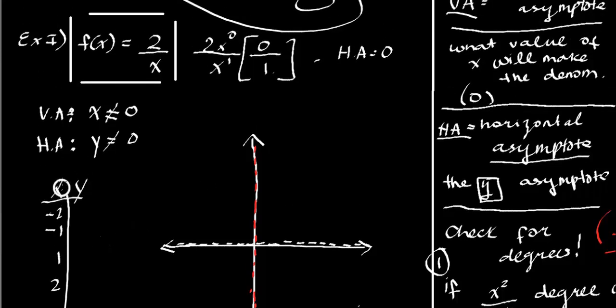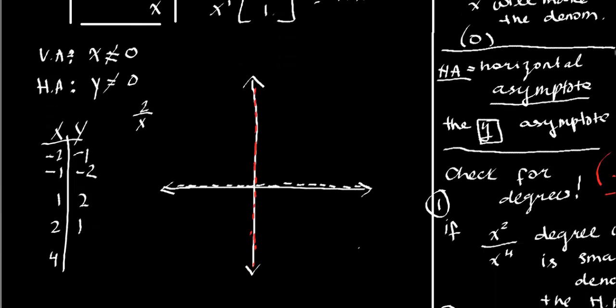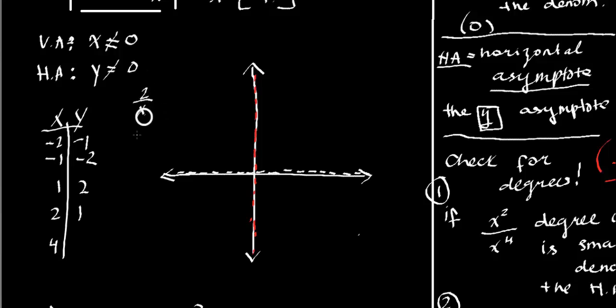Alright, so our function is 2 over x. If I plug in a -2, 2 over -2 is going to be -1. If I plug in a -1, 2 over -1 is -2. If I plug in a 1, that's going to be 2. If I plug in a 2, it's going to be 1. And lastly, if I plug in a 4, 2 over 4, that's 1/2.